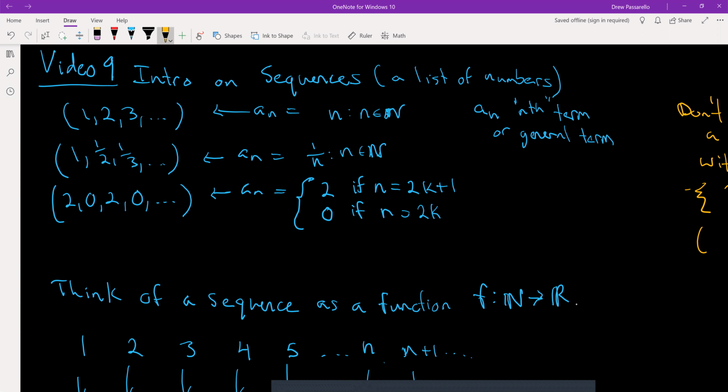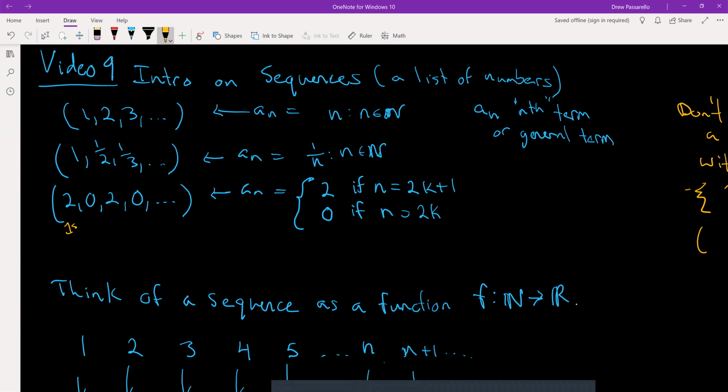The third sequence just alternates between 2 and 0. So 2, 0, 2, 0, and keeps going on forever. Now notice I have 2 for an odd term. So the first term is 2, and then the third term is 2. And then the second term, the even number, is 0. The fourth term is 0. And so it keeps alternating like that. So every odd term is 2, and every even term is 0.